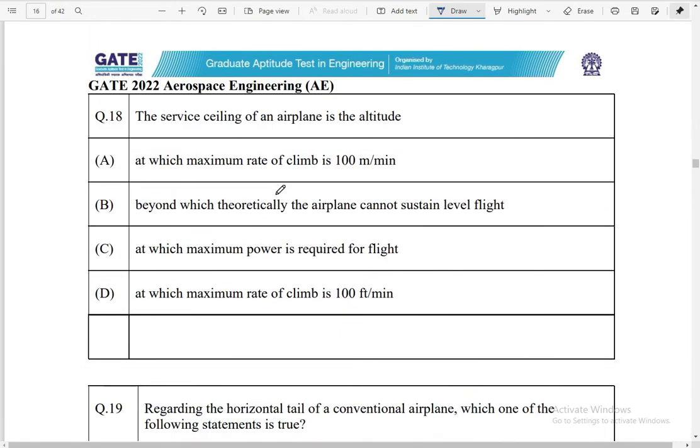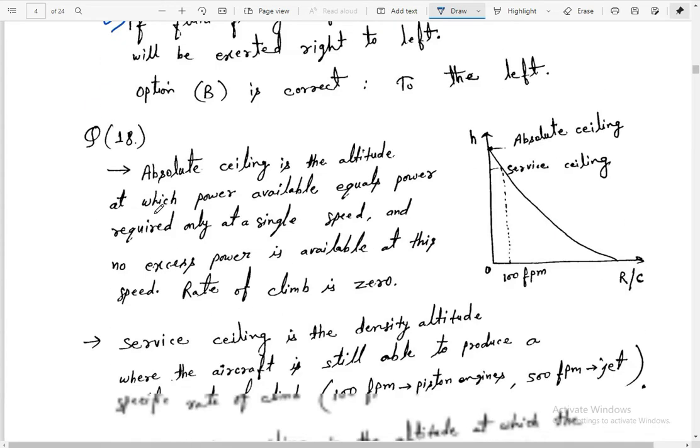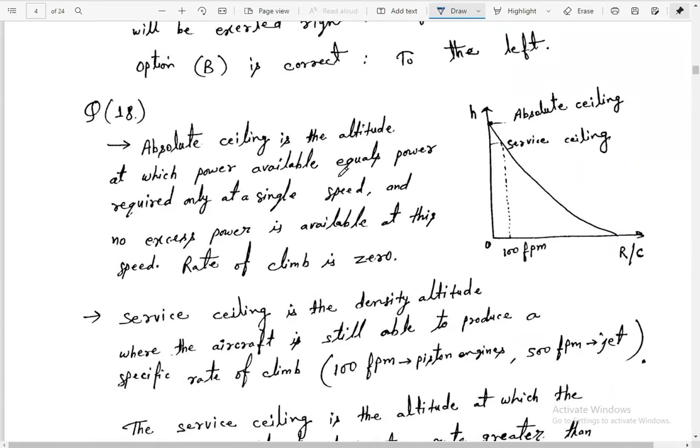This is question number 18, the service ceiling of an airplane is the altitude. So we must know what service ceiling and absolute ceiling are. This is the graph for service ceiling and absolute ceiling. At service ceiling we have 100 feet per minute, FPM. RC is the rate of climb and H is the altitude.